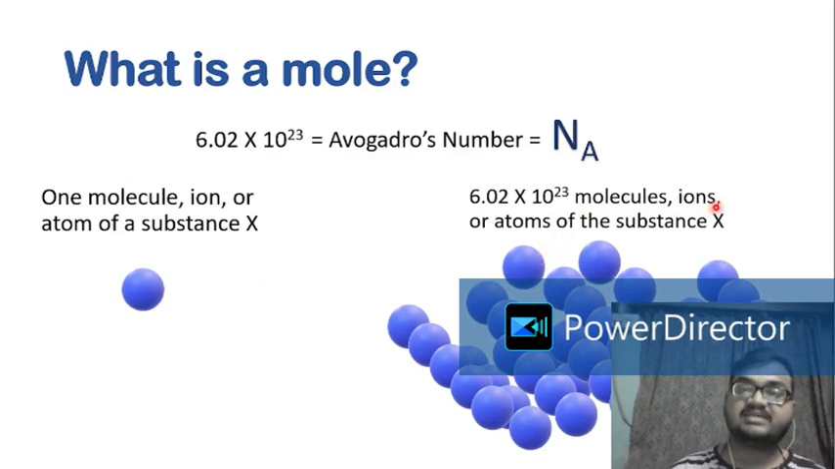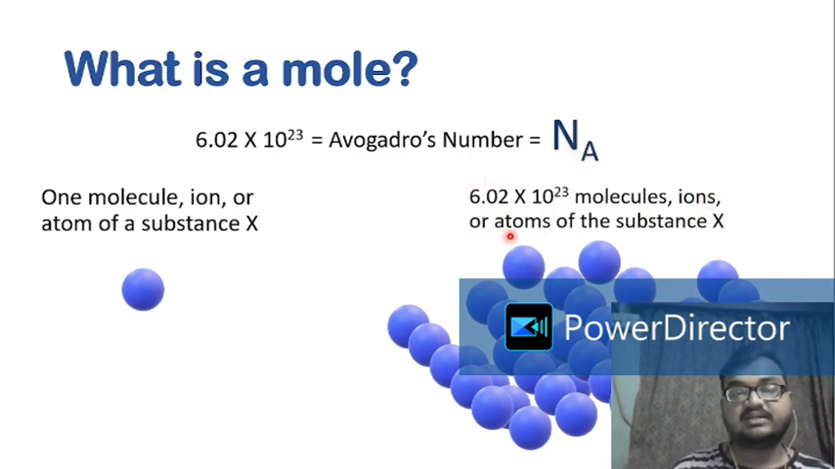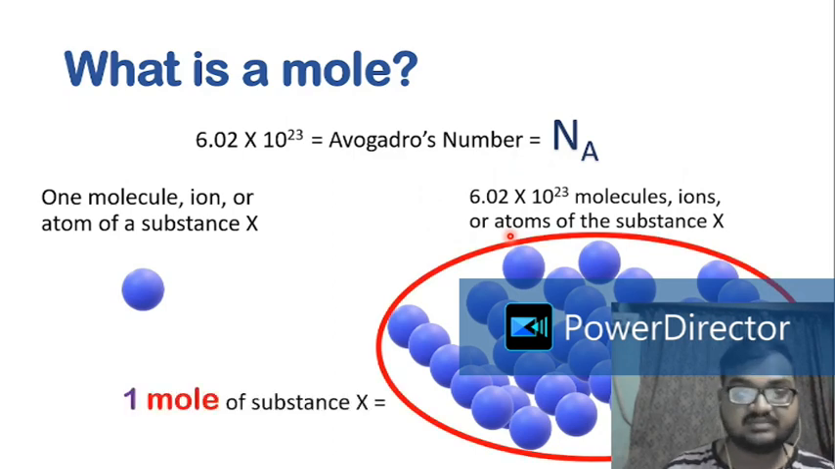And for ions, like in NaCl we have 2 ions, so total this number of both Na and Cl, like that. So if we have that amount of substance, we can call it 1 mole of that substance, and this number is a constant. It is known as Avogadro's number or Avogadro's constant, which is represented by Na.